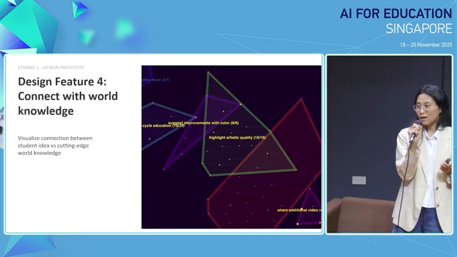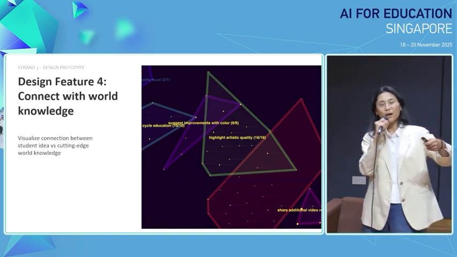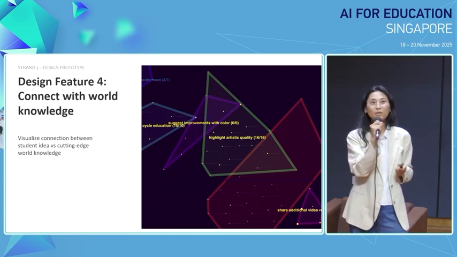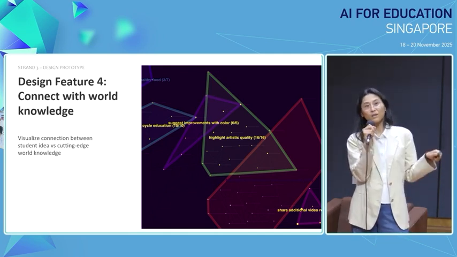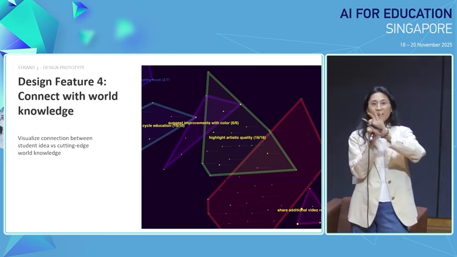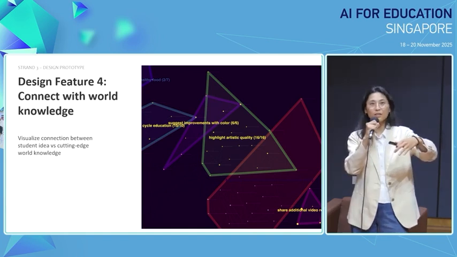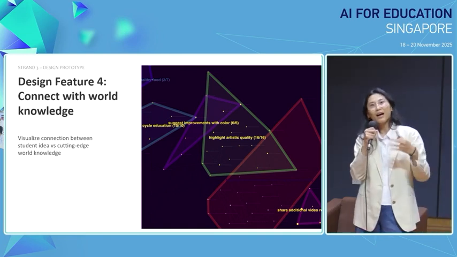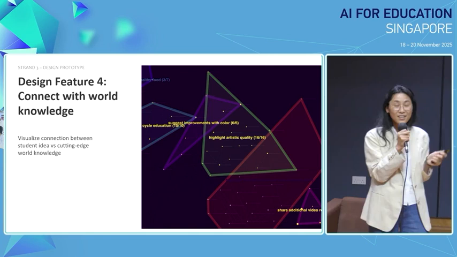Last but not least, I talk about this need for an outward projection, being able to bridge community knowledge with cutting-edge world knowledge. Here, students are able to identify research articles in the area of their investigation and overlay ideas extracted from a research article directly onto their community knowledge. So they're able to see what is alignment and misalignment, and what the connection is between my idea and what the real-world scientists are doing.